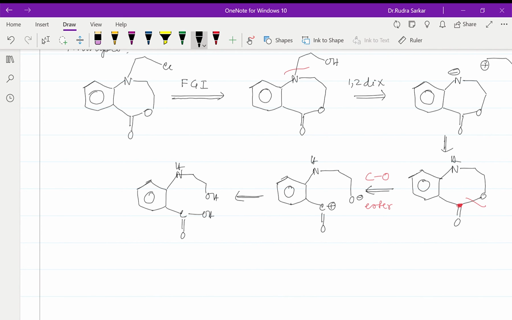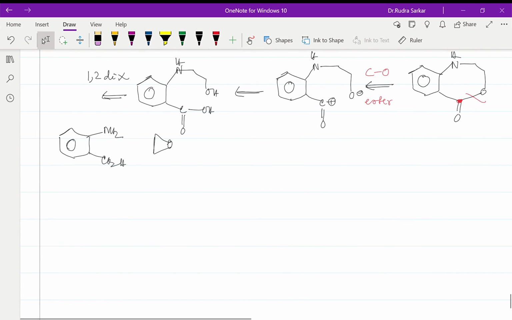Again, this unit out here is an alpha hydroxyamine. So using the same principles, disconnection 1,2 type, we will say this is basically our NH2 out here, and this is our epoxide, and that is our carboxylic acid group.